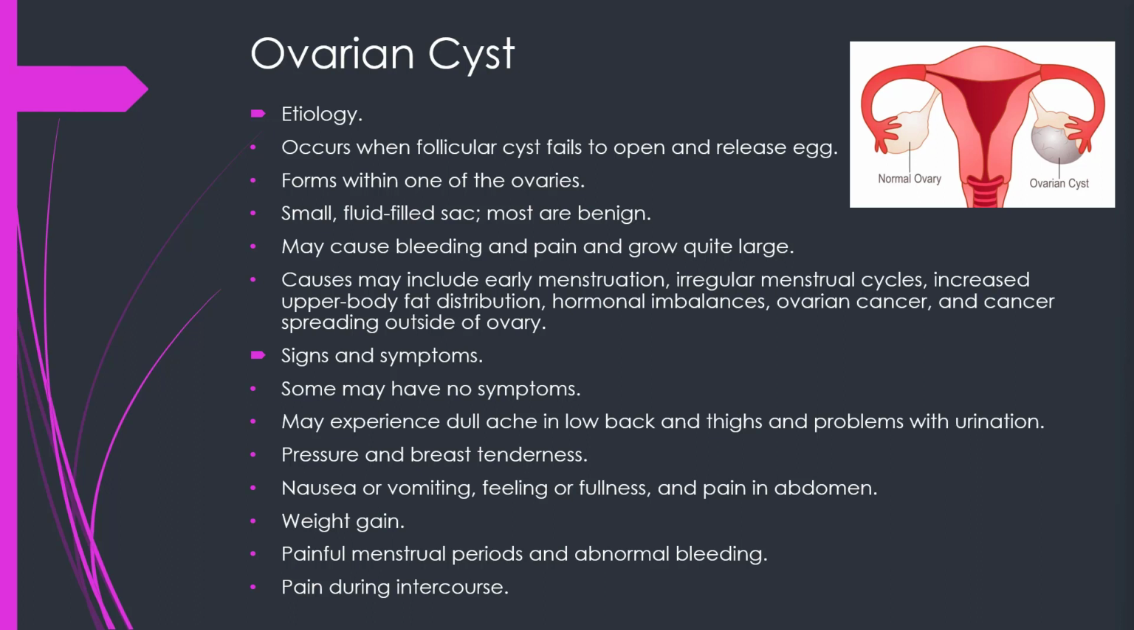Signs and symptoms. Some individuals may have no symptoms. However, if an individual does experience signs and symptoms, they may experience a dull ache in the low back and thighs, or even have problems with urination. Pressure in the abdomen and breast tenderness are common. Nausea or vomiting, feeling of fullness, and pain in the abdomen. Weight gain, painful menstrual period, and abnormal bleeding can occur. Pain during intercourse can be another sign or symptom.